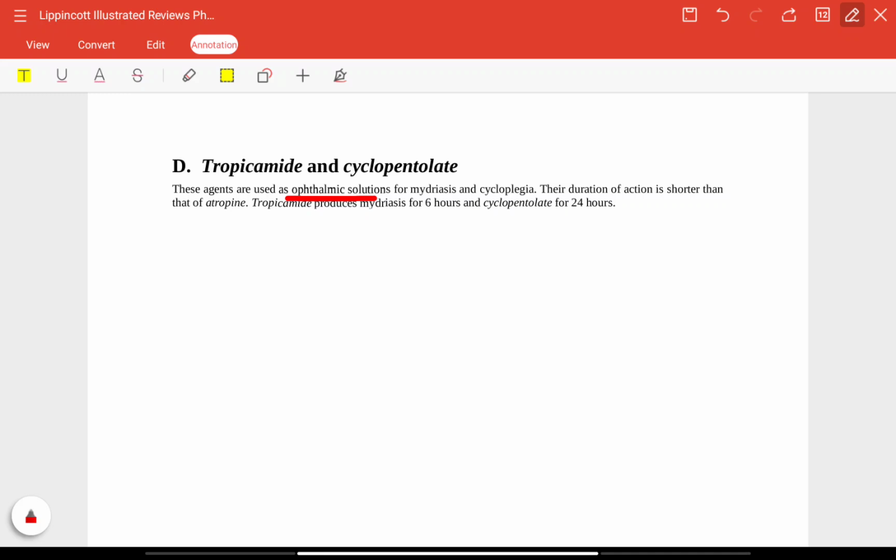Welcome to Pharmacology Lectures. We are continuing now with tropicamide and cyclopentolate. These are used topically as ophthalmic solutions for mydriasis and cycloplegia. Their duration of action is shorter than atropine. Tropicamide produces its effect for 6 hours and cyclopentolate for 24 hours.